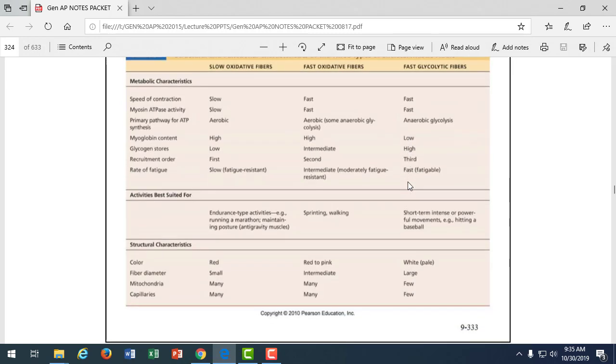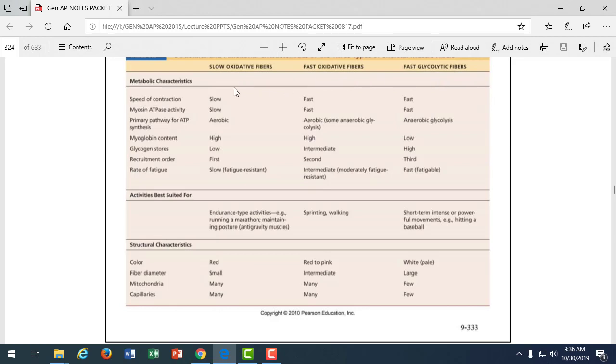Okay, so we have different types of muscle fibers. We talked about motor units of different size for different types of contraction, but we also have different types of muscle fibers. Some are suited for long distance and using a lot of oxygen over a long period of time. They can keep contracting, and others are for short bursts of energy, but they can't go for very long. So we're going to focus on the extreme ends: slow oxidative and fast glycolytic.